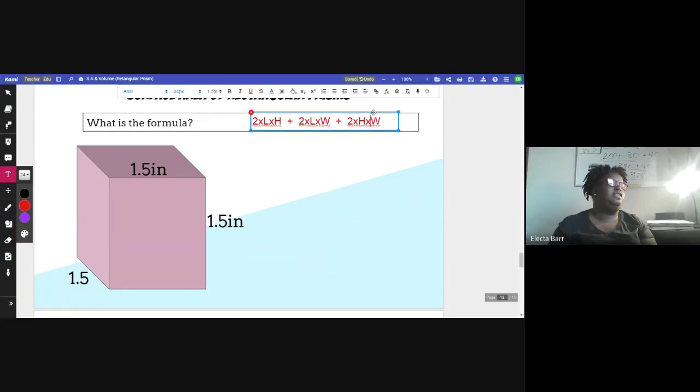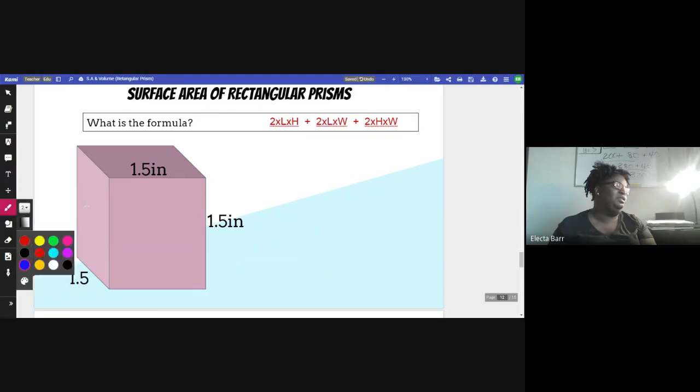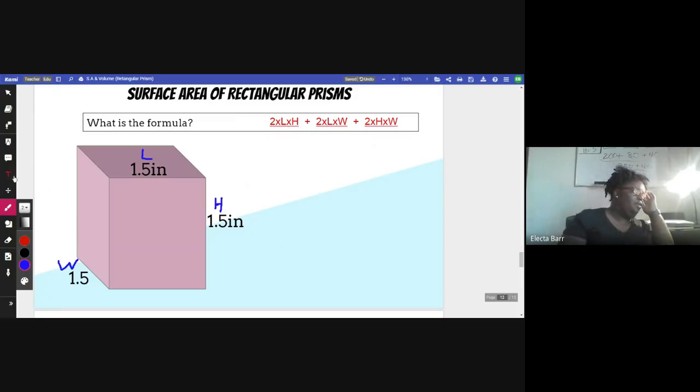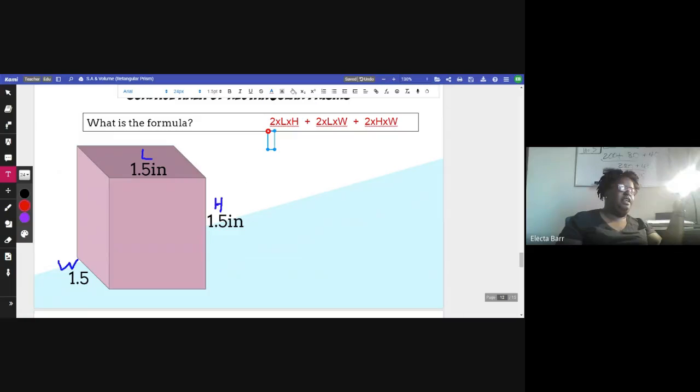All right. For this one, it's really easy because every single thing we already know is 1.5: 1.5 is the length, 1.5 is the height, and 1.5 is the width. So let's go through the problem. If everything is 1.5, this makes this problem super easy.